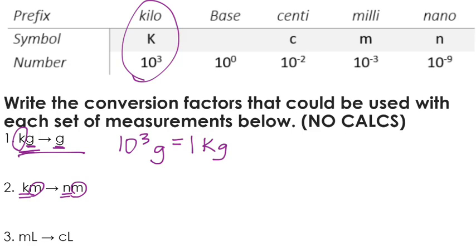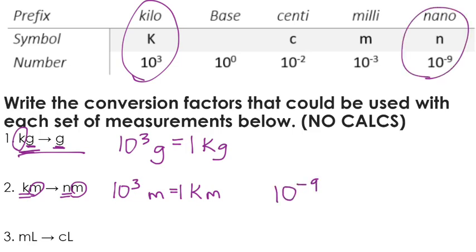So let's go ahead and start with our kilo conversion like we've been doing. We're going to start with 10 to the 3 of our base unit, which is meters, equals 1 kilometer. A lot like what we just wrote up above. But then we're also going to need that nano conversion, and nano is 10 to the negative 9. And that 10 to the negative 9 is still going to go with the base unit equals 1 of the prefix unit. So these are two separate conversion factors, two separate unit equations that we could use to do our conversions.